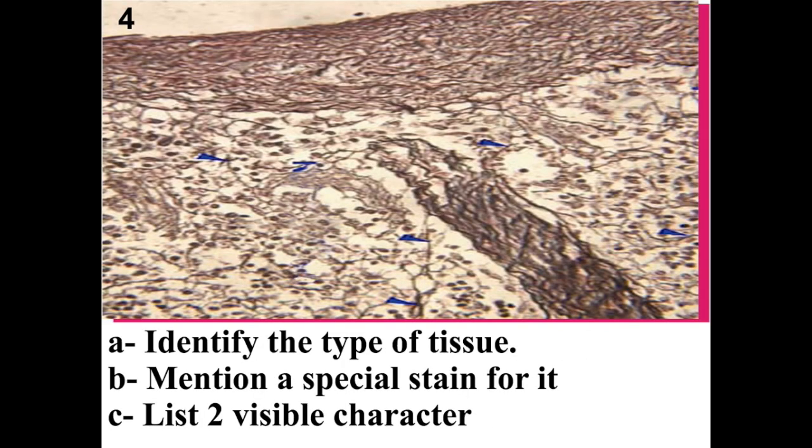Identify the type of the tissue. It is a reticular connective tissue. Mention a specific stain. Silver, Ag. Number C. List two visible characters. It is formed of branching fibers. Here are branching fibers forming a reticulum.